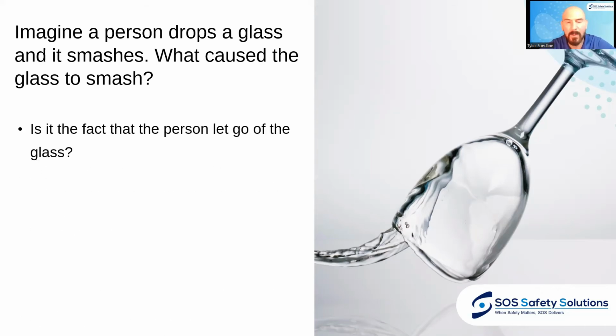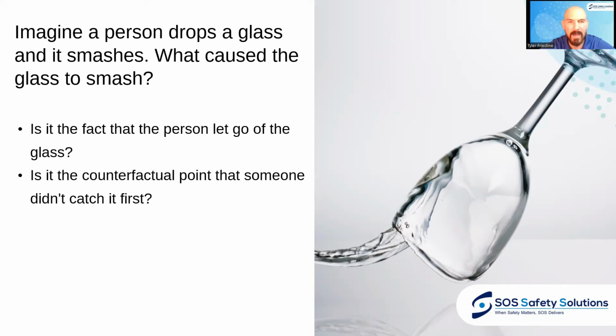Is it the fact that the person let go of the glass? Is it the counterfactual point that somebody didn't catch the glass first? Maybe the person that was working there or someone else that was working beside them. Is it the fact that the glass didn't bounce? My grandmother, towards the end of her life, would always say that she wishes her dishes were made of rubber so they would bounce back up at her.